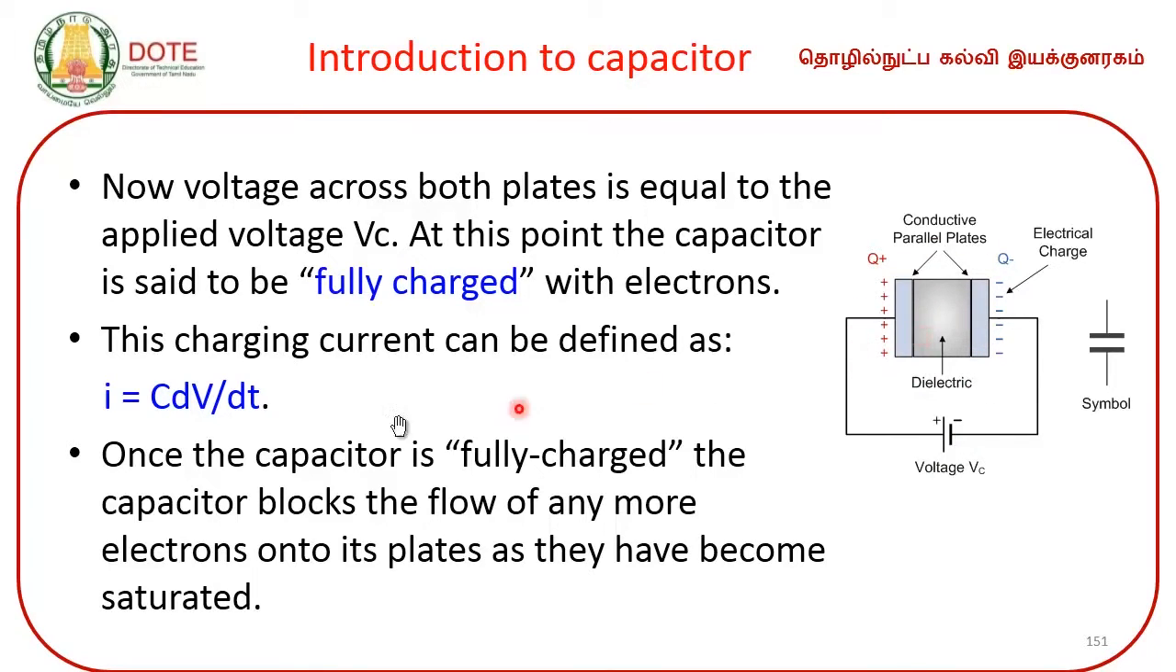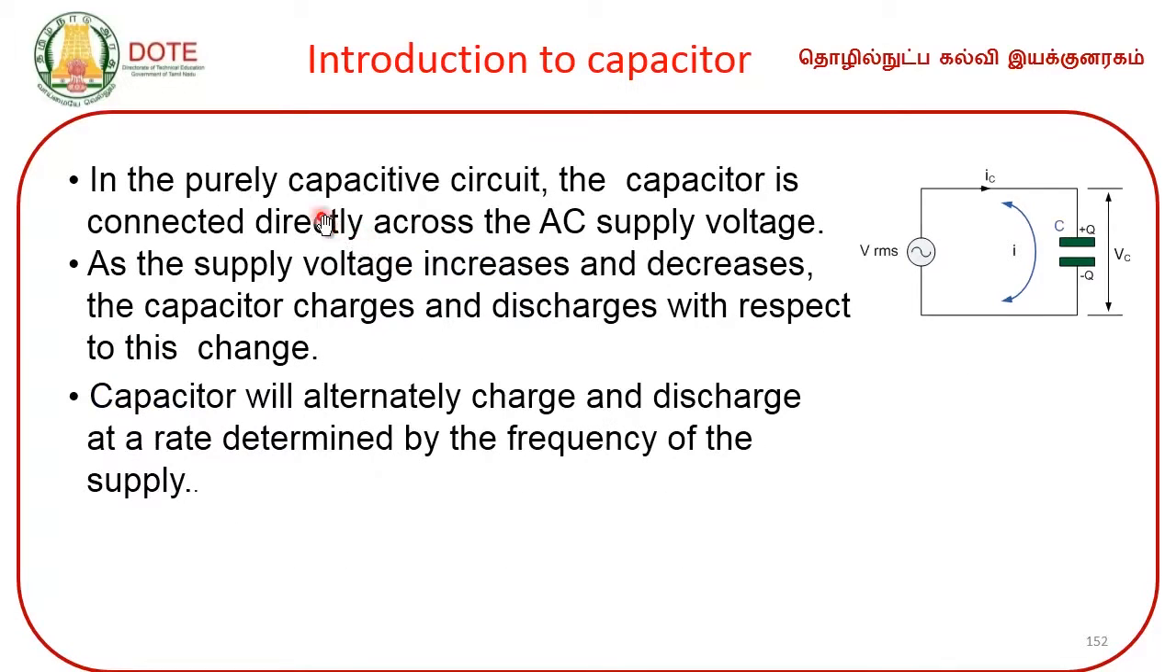Now the current flowing through the capacitor is I equal C into dV by dt. See, inductor is a current opposing device, current building device. இது voltage opposing device or voltage building device, right. So initially at the transient state the capacitor acts as a short circuit, at steady state it acts as an open circuit. So once the capacitor is fully charged, the capacitor blocks the flow of any more electrons onto its plate, they have become saturated. So steady state la saturate ஆயிருச்சு, இங்கே அப்ளை பண்ண வோல்டேஜ் எல்லாம் அதுக்கு இடையில வந்துருச்சு, கரண்ட் ஃப்ளோ ஆகாது, right. So it is the purely capacitive circuit.